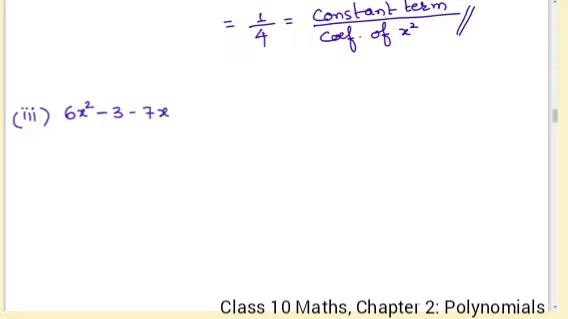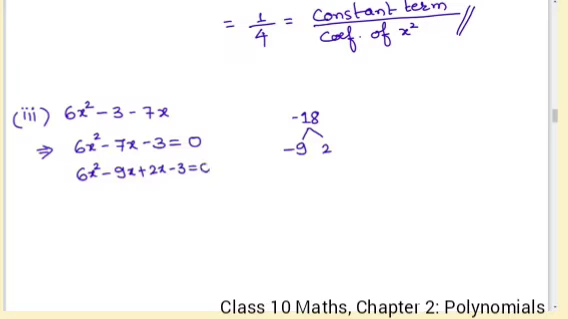Third one, 6x square minus 3 minus 7x. This can also be written as 6x square minus 7x minus 3 is equal to 0. 6 into 3 is 18, minus sign is there, minus 18. Minus 18 factors are 9 into 2. Now you simplify this term, find the values of x here.